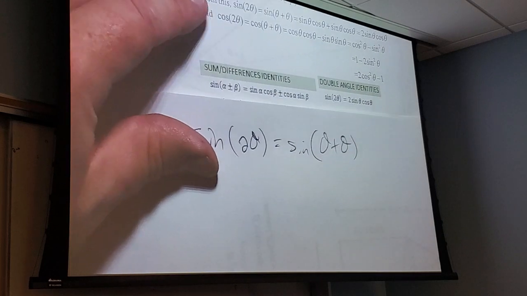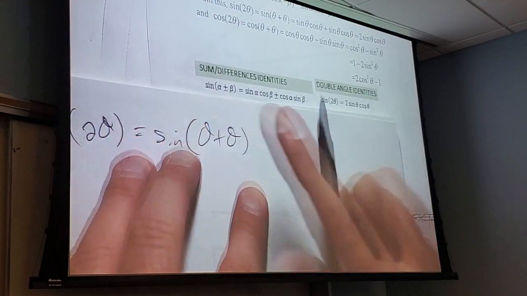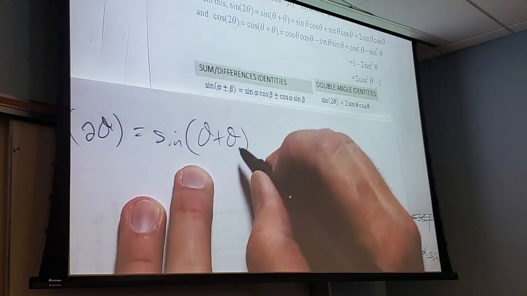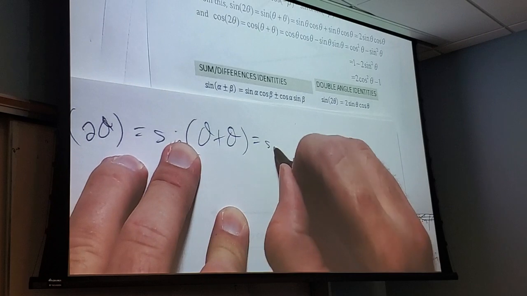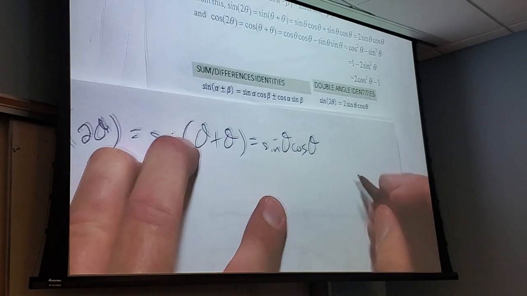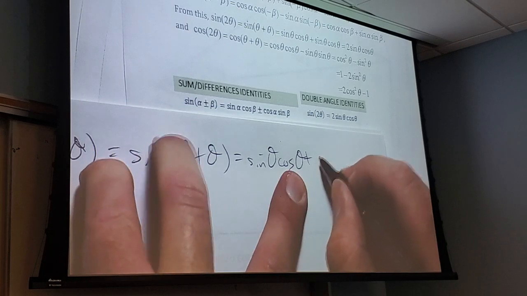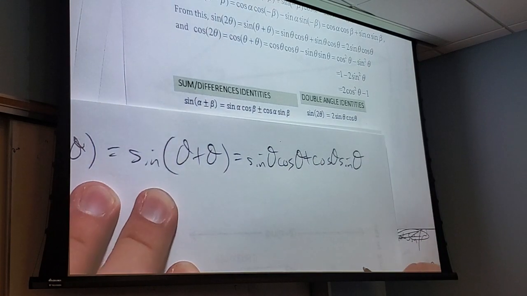Sine of alpha plus beta, whatever they are, it doesn't matter what they are, is sine of the first times cosine of the second, plus cosine of the first times sine of the second.